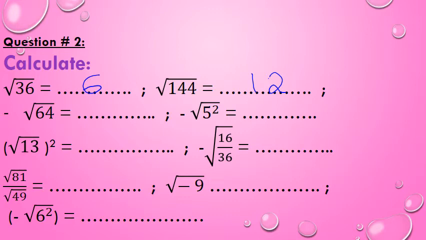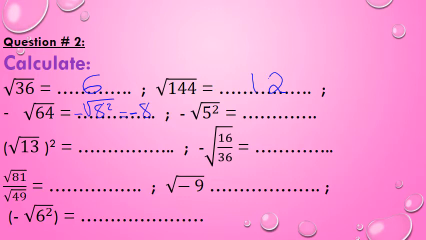Hassan, minus radical 64. Equal minus radical 8 power 2, equal minus 8. First, we write minus radical 8 squared. Can you notice that the minus is outside? So it stays minus. Minus what? Radical 8 squared is 8. It is minus 8, okay?